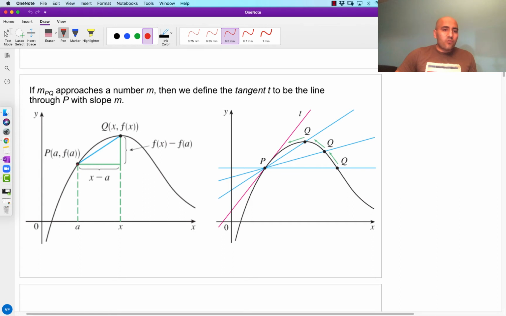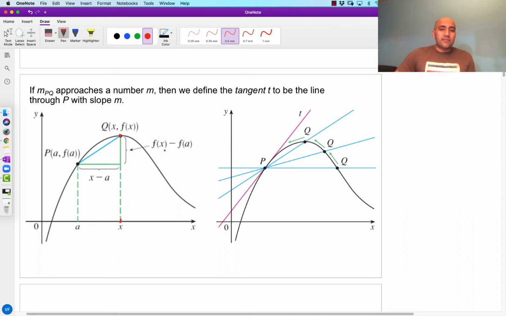We're going to think about some other point that's not equal to a, some other input value not equal to a. In this case, let's just say x, ideally close to a. And then we get another output. We're going to call that Q. That's going to be x comma f of x. We're going to draw the line that connects those two. We're going to find the slope of this secant line.